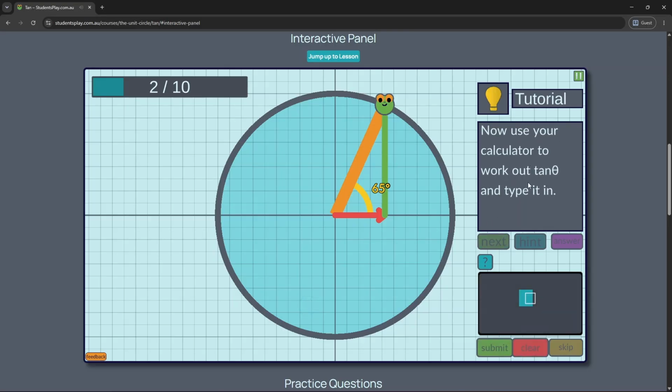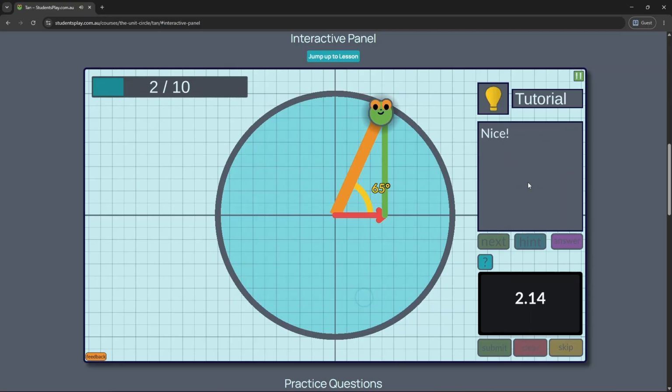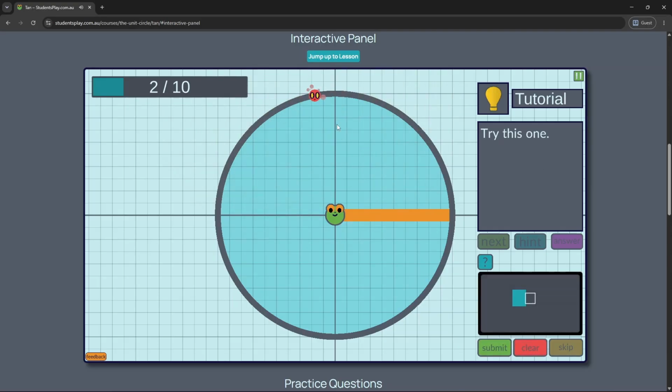Now use your calculator to work out tan theta and type it in. Tan theta, which is 65, 2.14. Awesome. Try this one. Okay, so usually we want to think of angles as going all the way over to 180 and then coming back, but this one is really close to the 90, so I'm going to think about what's 90 plus a little bit extra, maybe like 100. Oh, nice.